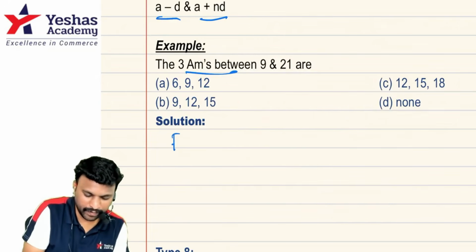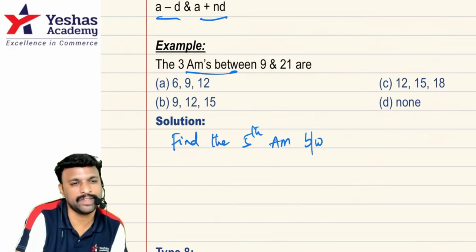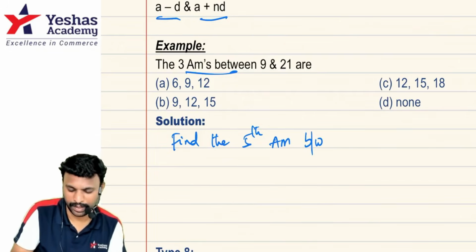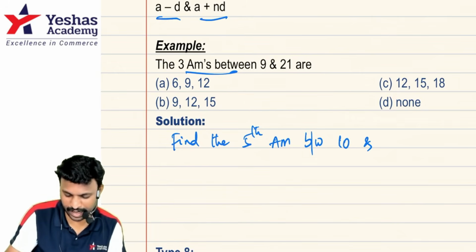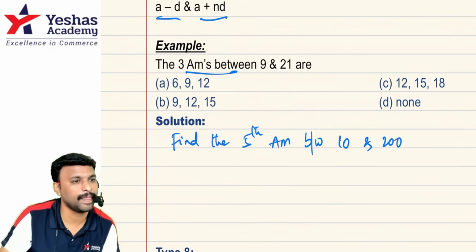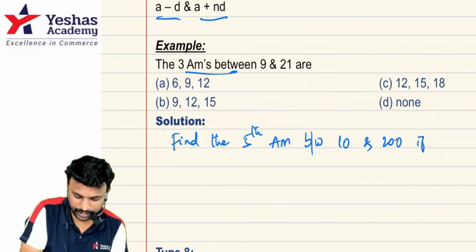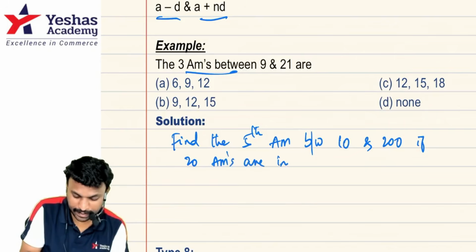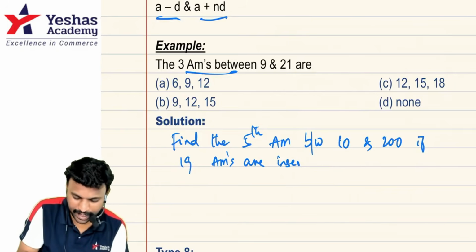The question: find the fifth AM between 10 and 200, if 20 AMs are inserted, not 20, 19 AMs. Please change it. 19 AMs are inserted between them.